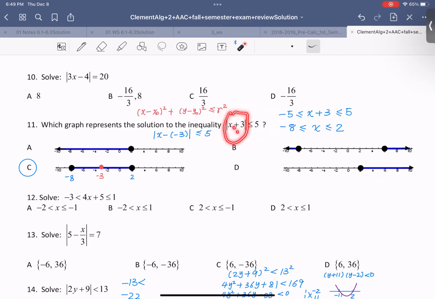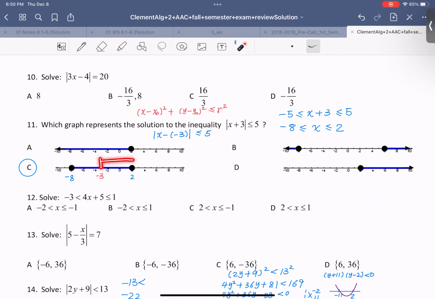Somebody plus this is less than or equal to 5. That means the midpoint is -3. This is equivalent to this. This is saying you have a 1D axis, okay? 1D axis, and the center point is at -3. And what other points make the distance to this center less than or equal to 5?